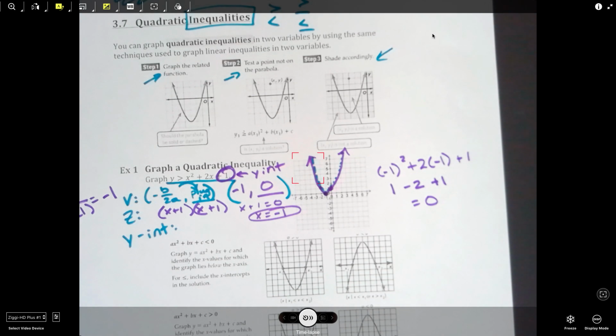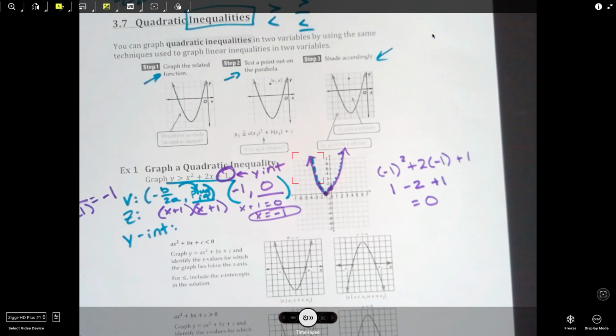Okay, now, big controversy, 6th period. Do we shade inside the parabola or outside the parabola? Inside, because everyone else said outside. Now, here's how you know: it says in the equation y is greater than. If I take that parabola and I fold it down just a little bit, what's greater than? Above, right? So if I fold that parabola back, it's going to be the inside part, right?